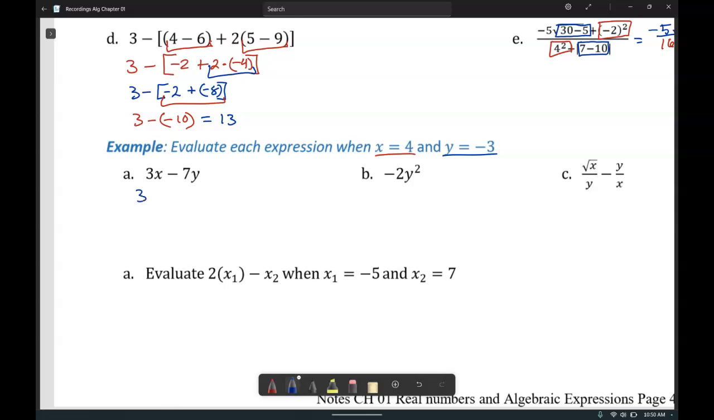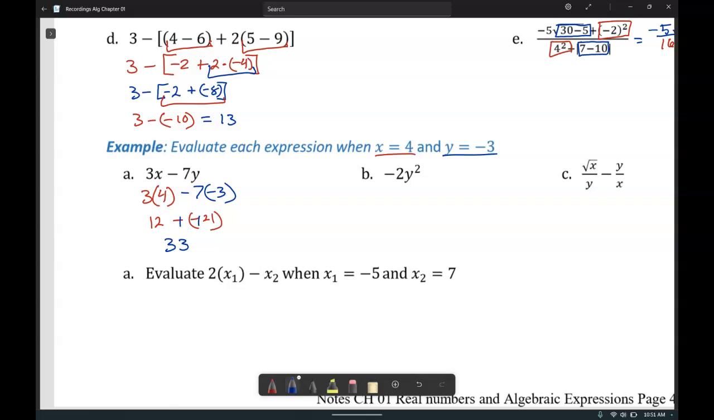So we'll take 3 times 4. Actually, let me do that in red so we'll match the marking up ahead. 3 times 4 minus 7 times negative 3. And we can use our order of operations to simplify. Multiplication first, 12 minus negative 21. And then we take care of our addition. Remember, that's adding the opposite, so we end up with 33.